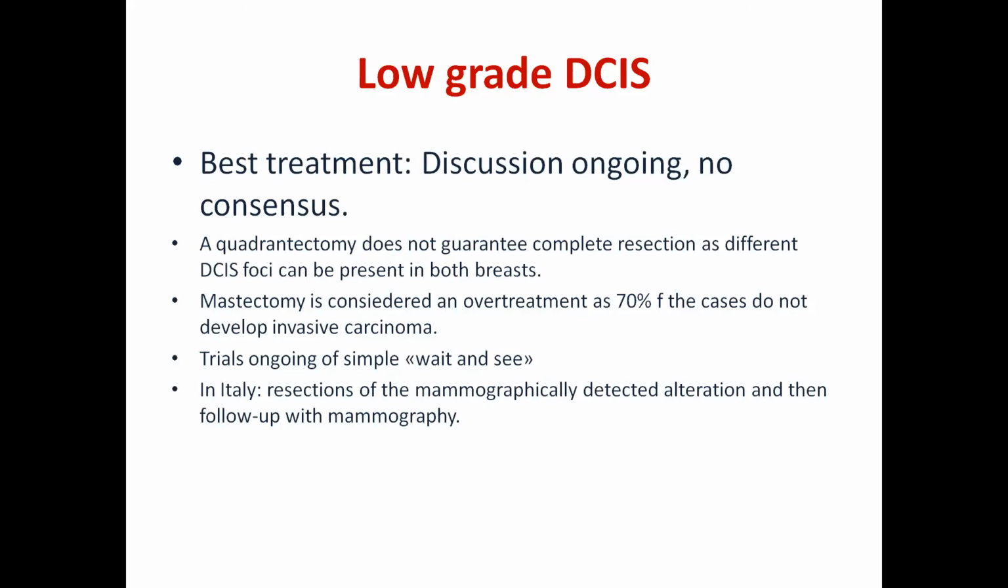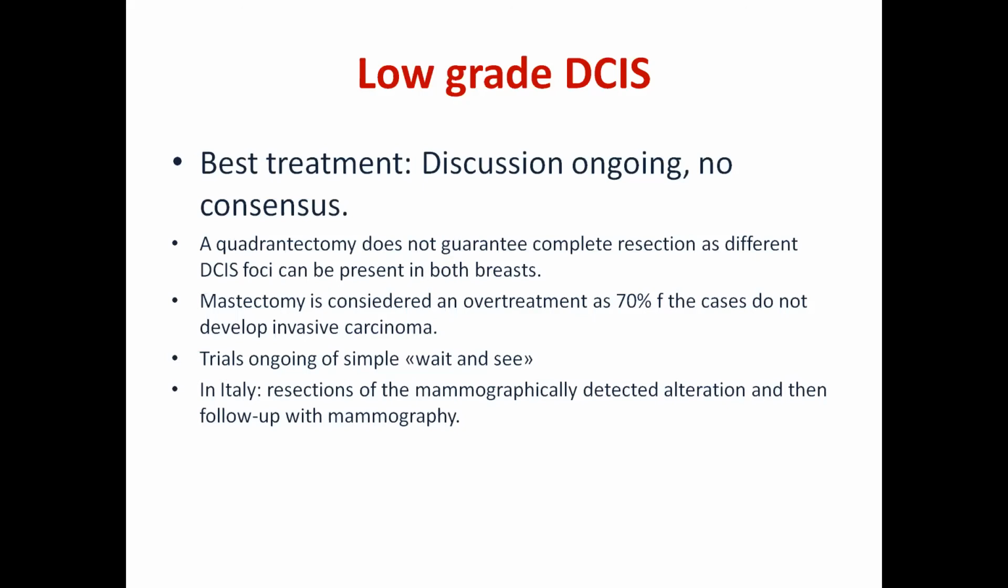On the other side, you cannot make a mastectomy because the risk to develop invasive cancer is very low. 70% of these patients do not develop invasive carcinoma. So you would make an overtreatment if you make mastectomy or bilateral mastectomies. So now we have trials going on of simple wait and see, especially the Dutch are very conservative in this way. In Italy, we make something in between.